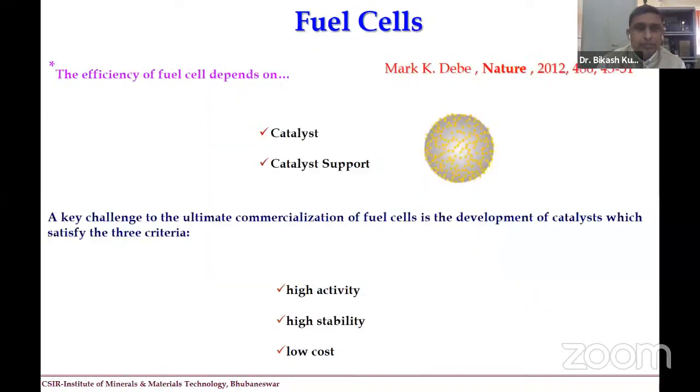But whatever fuel cell you are trying to develop or design for commercial applications, the problem is that you have to develop a catalyst, and the efficiency of the fuel cell depends on it. Other parameters also matter, but the most major part is the development of the catalyst. If you can design a very efficient catalyst that can catalyze the anodic oxidation and cathodic reduction.